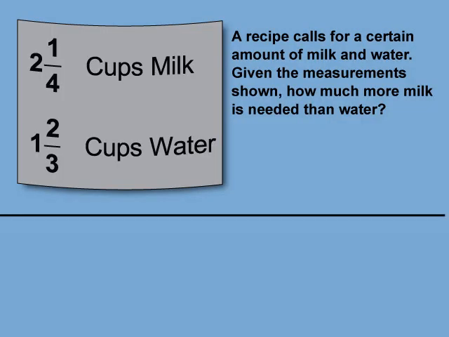A recipe calls for a certain amount of milk and water. Given the measurements shown, how much more milk is needed than water? To find out how much more milk than water there is, find the difference between these two mixed numbers. Now, ordinarily, we would separate the whole number calculation from the fraction calculation. But in this case, notice that the fraction calculation involves subtracting 2/3 from 1/4.